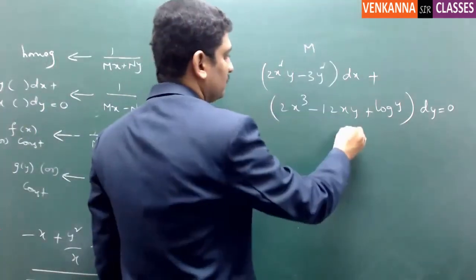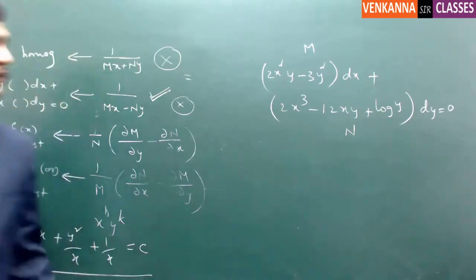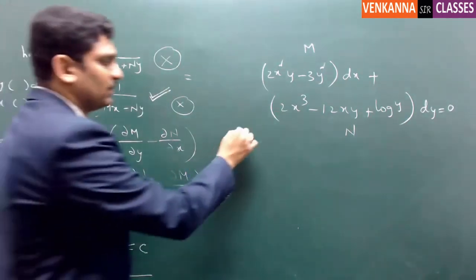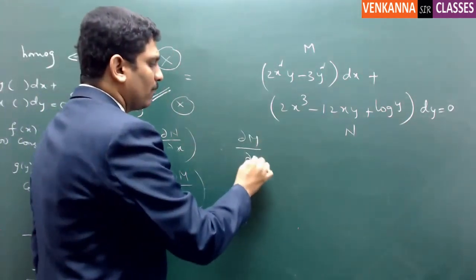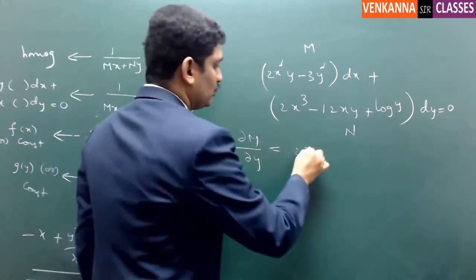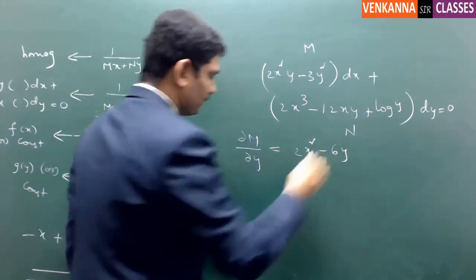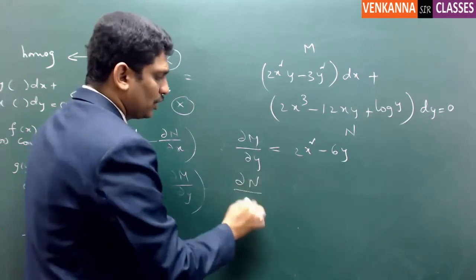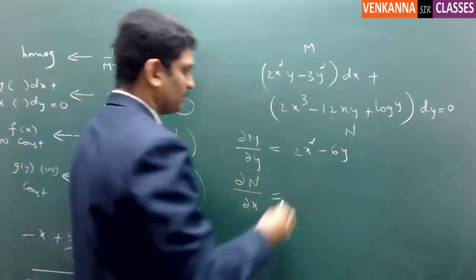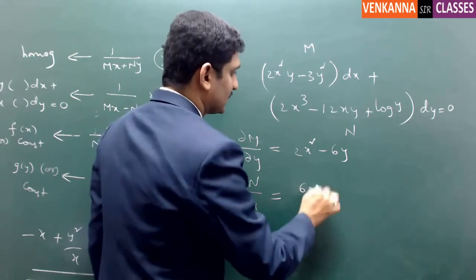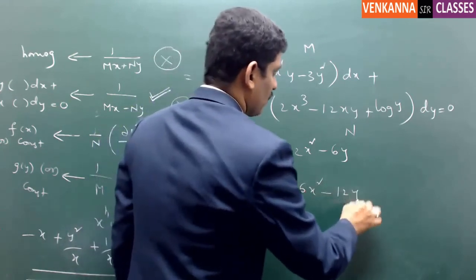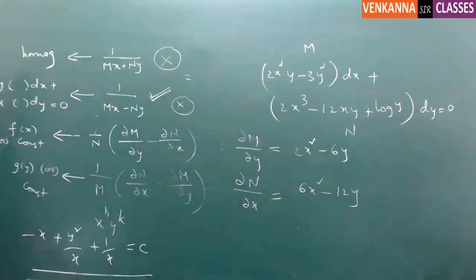Fine. So coming to this, you can easily cross check. This is m, this is n. Now we go for partial differentiation. Dou m by dou y is 2x square minus 6y. Dou n by dou x is 6x square minus 12y. Accepted? And it is a non-exact differential equation.